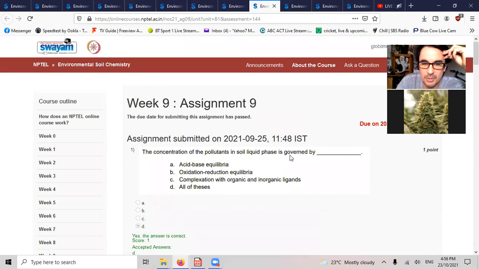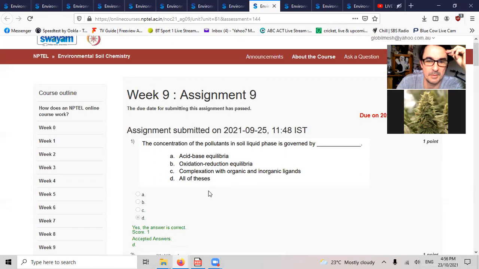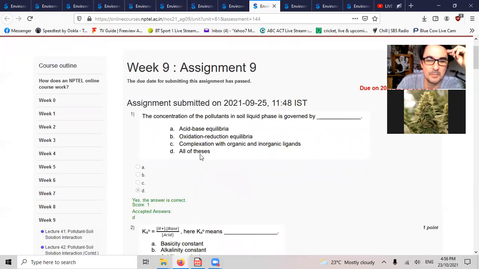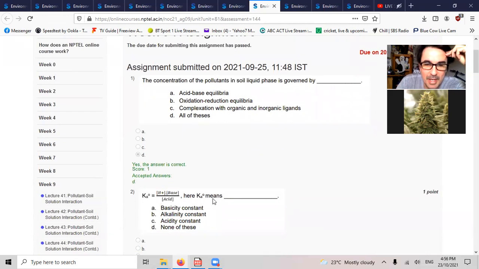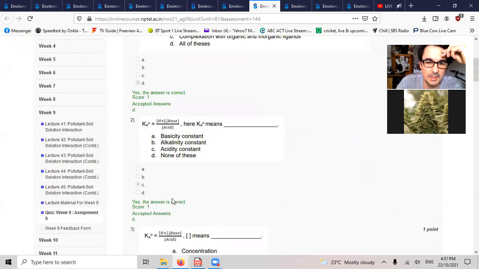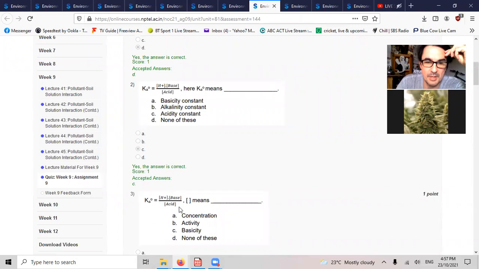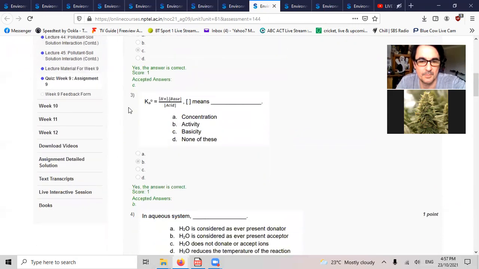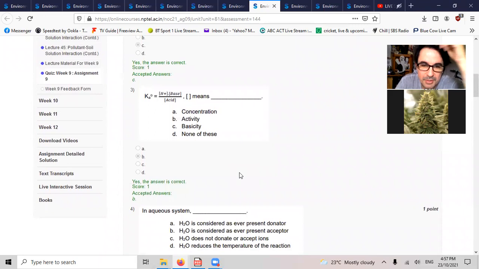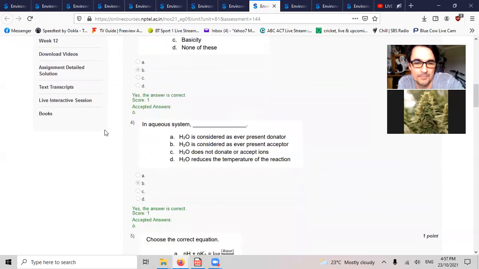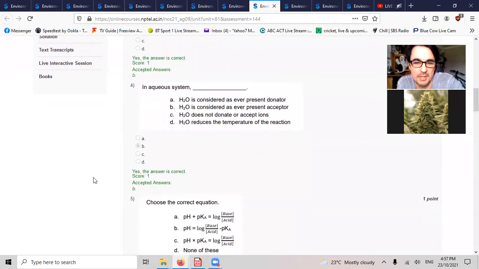Week 9, concentration of pollutants in the soil liquid phase is governed by, it's the reduction group, it's D, it's all of them. The Ka means the acidity constant. C, yeah. Concentration, the brackets around the bases mean that. D. In aqueous solutions, H2O is considered as a reactant present, except B. Choose the right equation. There's none because there's a negative in there.